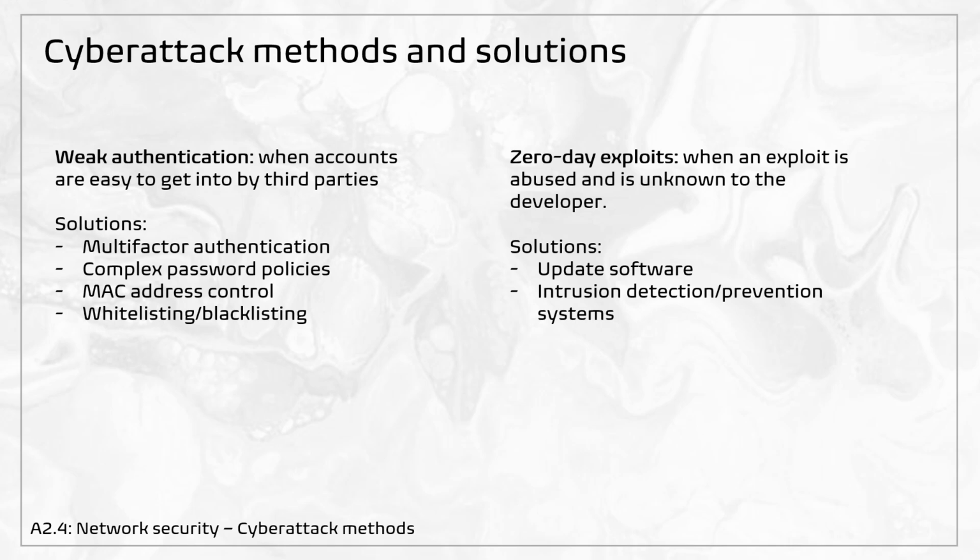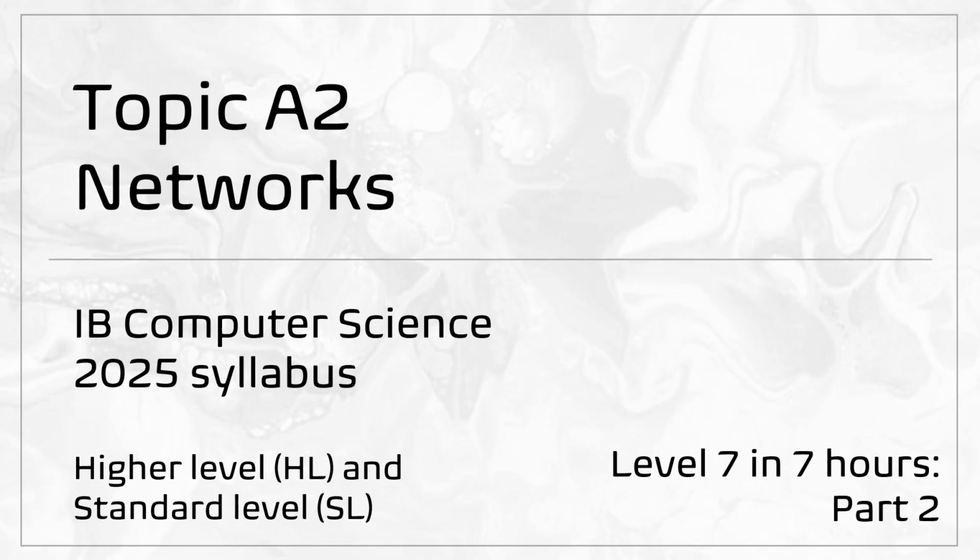Finally, zero-day exploits are when an exploit is abused without it being disclosed to the public or to the administrators of the system. The term zero-day refers to how the developers have 0 days to fix the exploit because of how it was unknown beforehand. To mitigate this, regularly updating software to patch vulnerabilities is important, as well as implementing proper intrusion detection and prevention systems. And that's it for topic A2.